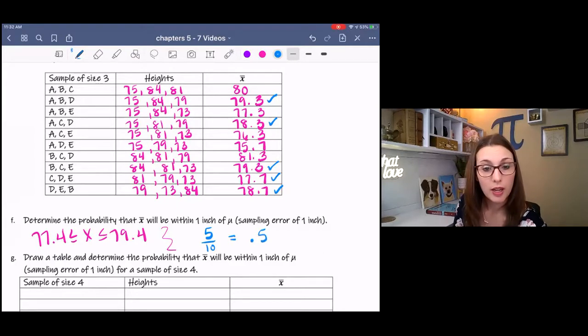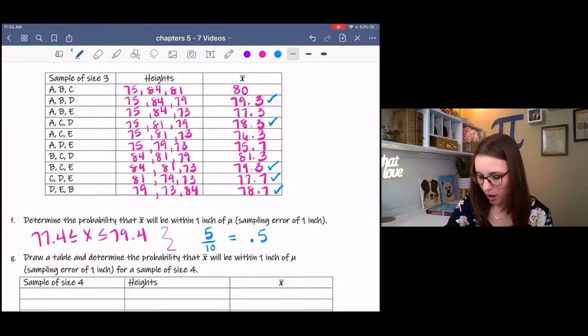So that kind of shrinks down our error. When we had sample sizes of 2, we only had 2 of the values within that small range. Now we have half of the values within that small range. So taking larger samples shrunk down the probability of an error larger than 1 inch.